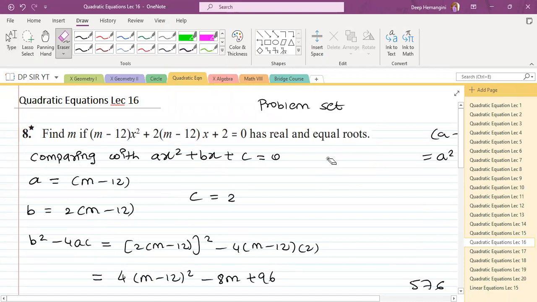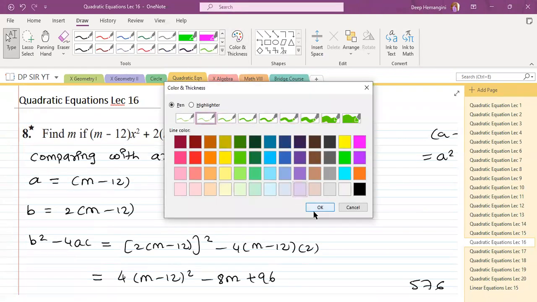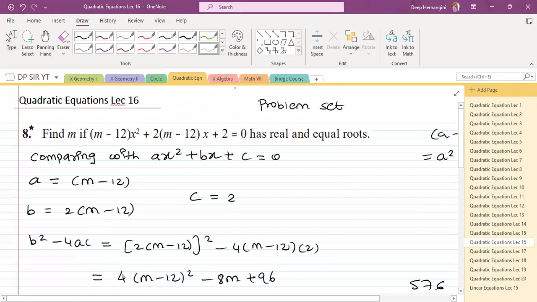Oh my god, this pen is horrible. Can't I get some good color? मतलब कलर अच्छा है, thickness थोड़ा कम चाहिए.